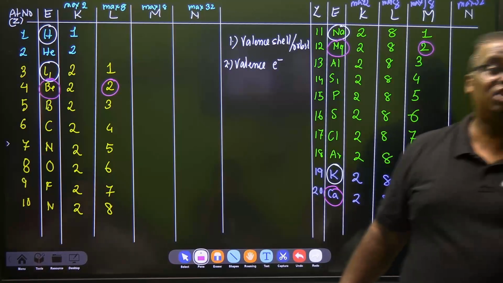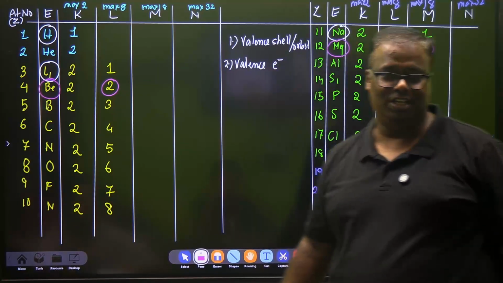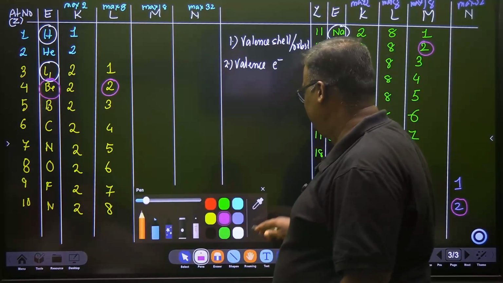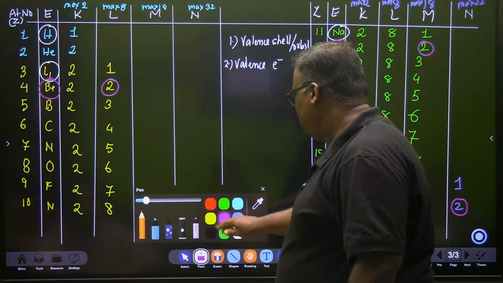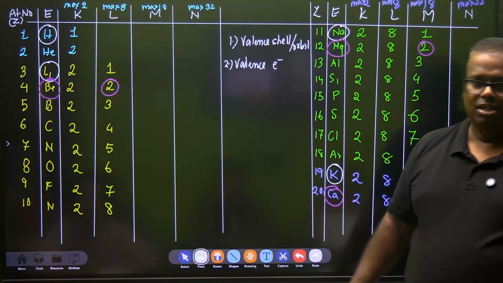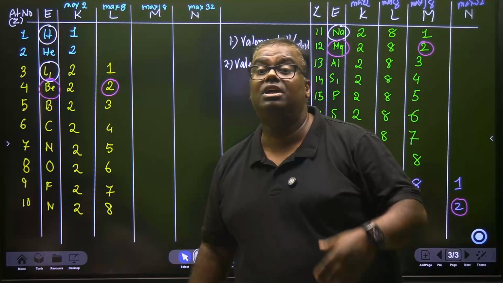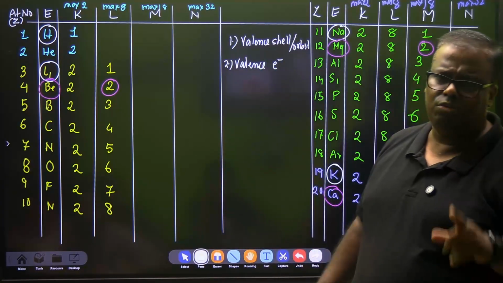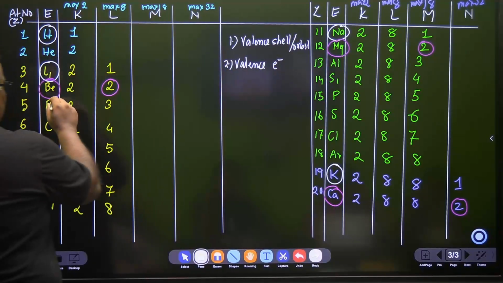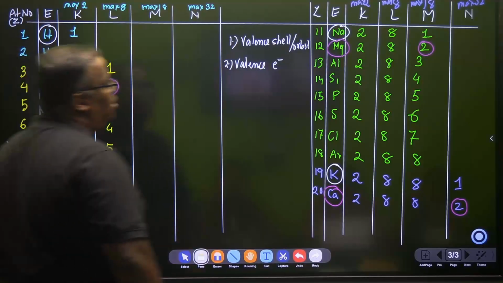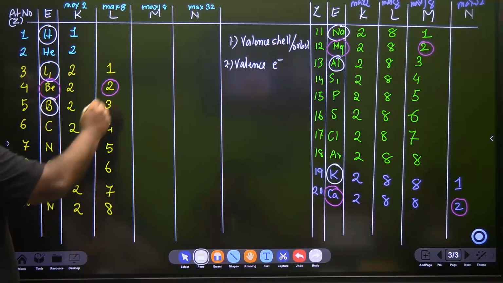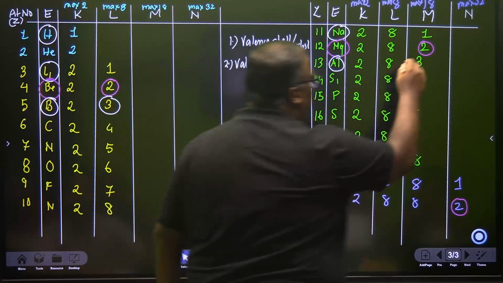But don't try to play that logic hereafter. We'll see how to play that logic hereafter. Let's see. Are we ready? Remember, children, we are only playing for the first 20. So our next is group 13. In 13, we have got boron and aluminium. You can keep seeing your periodic table. In 13, we have got boron and aluminium. What is their valence electron? 3, 3.